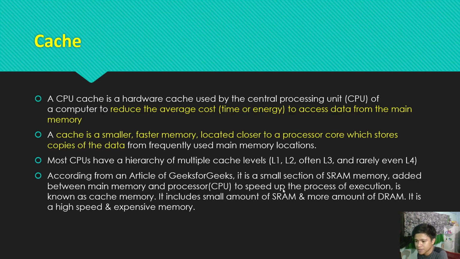According to an article from Geeks for Geeks, a cache is a small section of SRAM memory added between main memory and the processor, or the CPU, to speed up the process of execution. So it is known as cache memory. It includes a small amount of SRAM and a larger amount of DRAM. It is a high speed and expensive memory. So that is all for the definition of a cache.